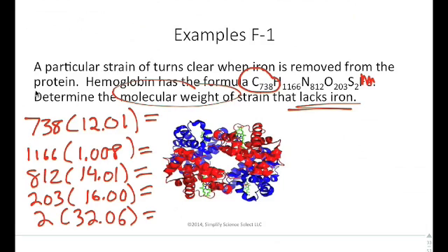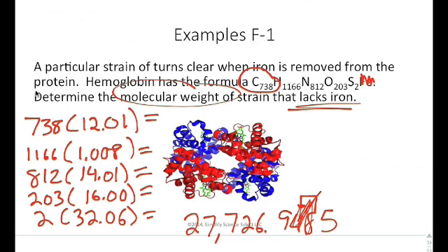At this point you would take all these and multiply them out. I'm going to trust you to do that on your calculator, and the total you end up getting is 27,726.948. But in terms of significant figures, you can't report it like that. So instead, you have to round this last digit to a 9.5. And that represents the number of grams per mole of hemoglobin. Now, hemoglobin is a very large molecule. It would actually be slightly heavier if you added the iron as well.